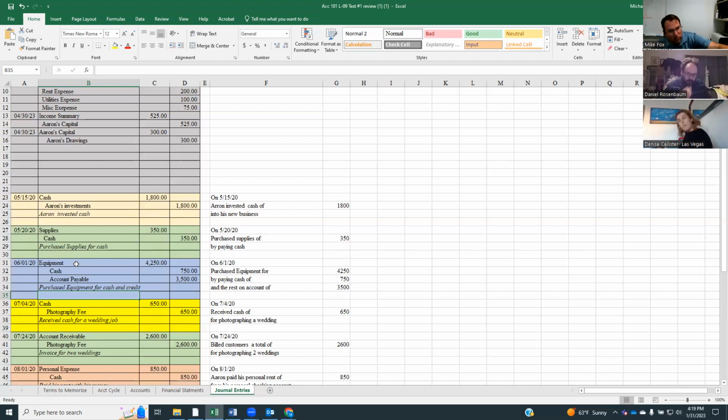This is called a compound entry, where you have more than two accounts being impacted. But it's very clear what you're doing there. You're paying cash for $750 and we'll pay $3,500 later for the purchase of $4,250 worth of equipment. So that's good. Okay, perfect.